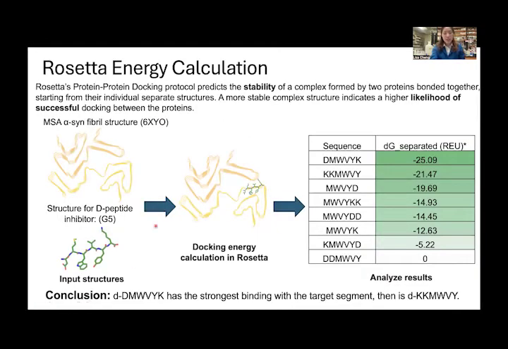To enable later testing, the first step is to validate that the inhibitor binds to the alpha-synuclein fiber. Using Rosetta's protein-protein docking protocol, I calculated binding energy between alpha-synuclein fibers and my designed D-peptide inhibitors, with lower or more negative energy scores indicating stronger binding. After inputting the structures and running calculations, results show that DMWVYK has the strongest binding affinity, followed by KKMWVY.